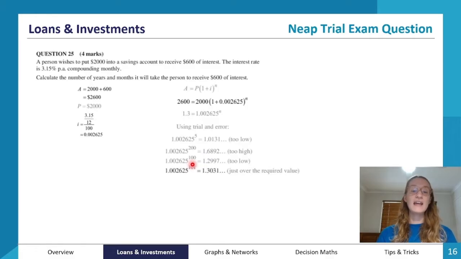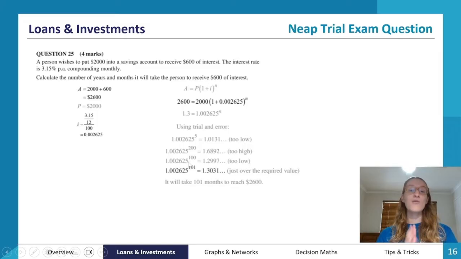What if we try N equals 100? That'd give us 1.2997, which is really, really close to 1.3, but that means we still haven't hit 1.3, so we're still not at the right point. What if we let N equal 101? Then that would give us 1.3031, and that is just over the required value. So we know that N equals 101 will meet the requirements of the equation that we're looking at.